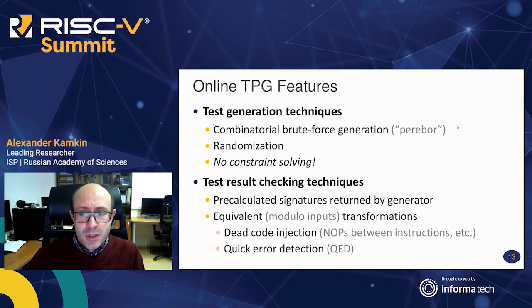Okay, so the main features of the online test program generator. It implements some simple test generation techniques like combinatorial brute force generation, randomization, but no constraint solving. It can use pre-calculated signatures to evaluate test results, but usually it's based on equivalent transformation. So we have the basic test and we have a mutant, and then we compare their results.